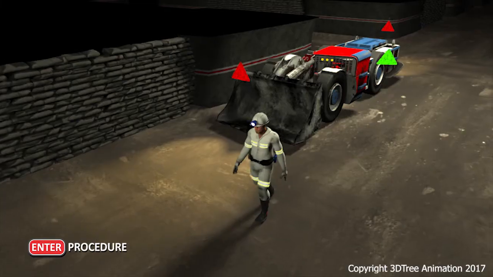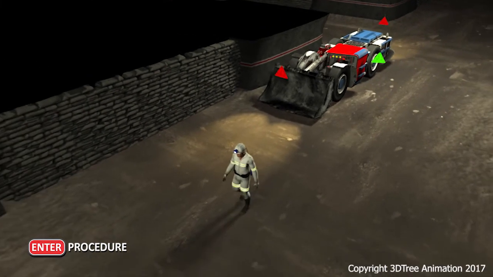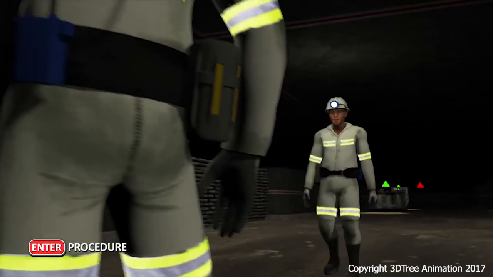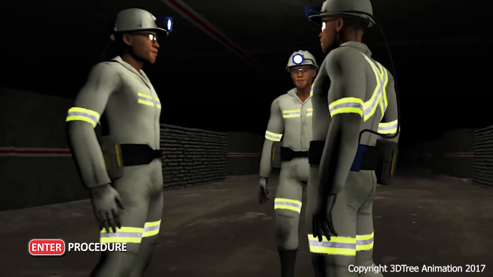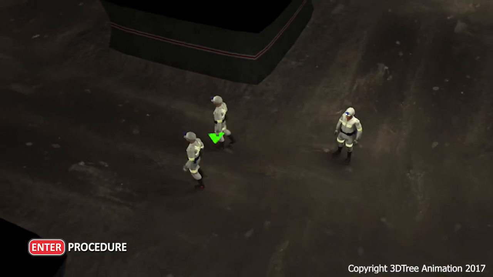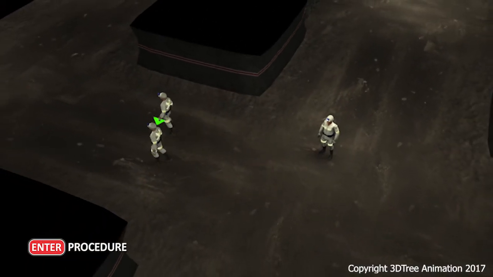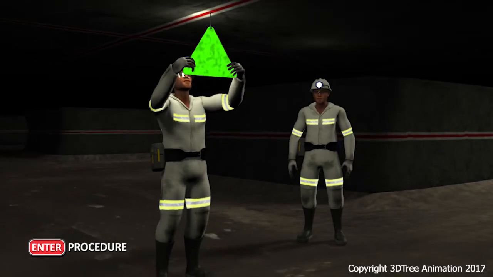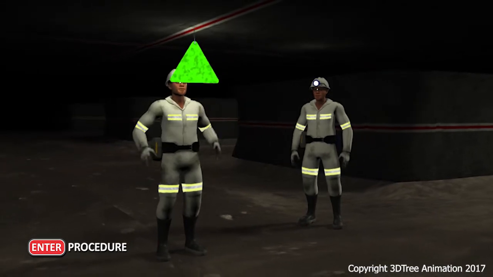3. Walk the route where the vehicle will operate in. When you come across pedestrians, warn them that you're about to enter the area. The pedestrians must remove their green triangle and clear the area. Once in a safe place, the pedestrians must hang their green triangle again.